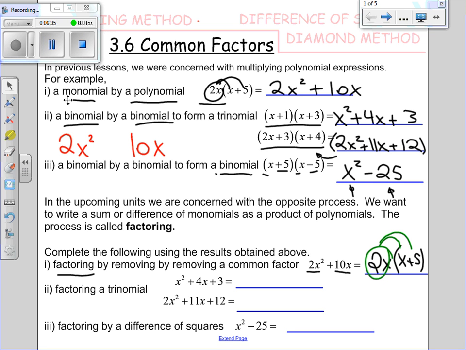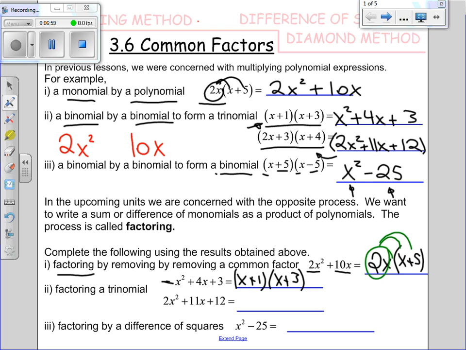Factoring a trinomial and factoring a difference of squares. So we should be able to turn this in the future back into this. So it'll be x plus 1 and x plus 3. It's the same thing, it's just reversing it.